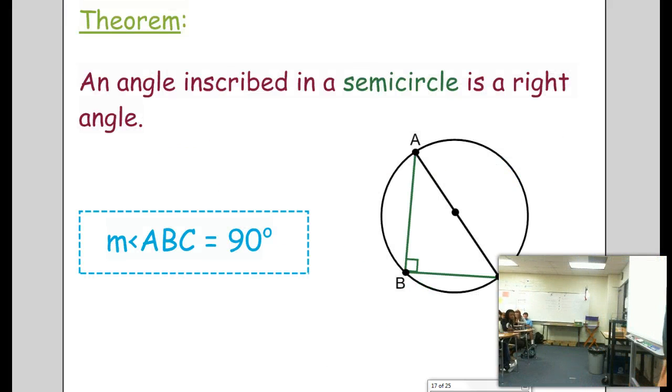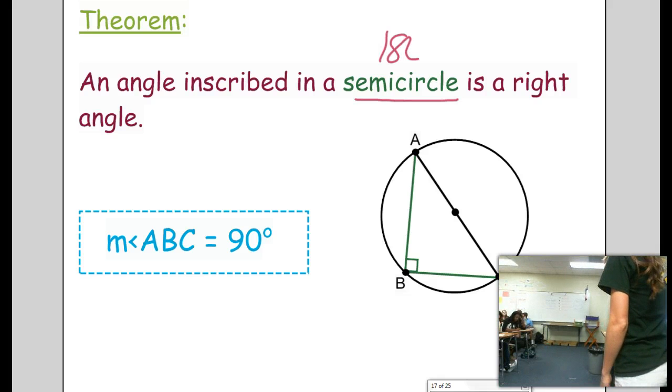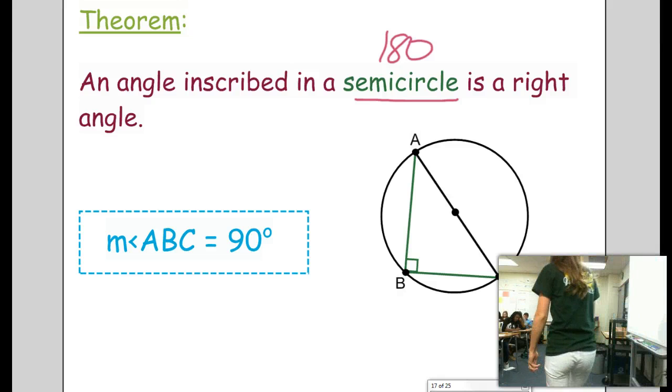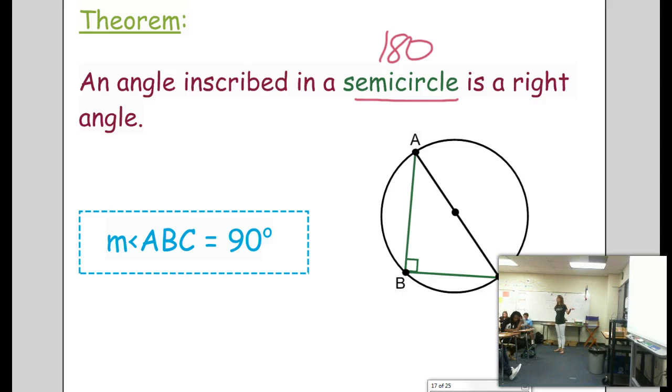Next little box. An angle inscribed in a semicircle, remember semicircle means 180, is a right angle. This one, we actually don't even need this theorem because we can treat this like an inscribed angle. How do you find an inscribed angle? You half the arc. Well, if the arc's 180, what's 180 divided by 2? 90. Right angle, 90 degrees. So you don't technically need this theorem, but if you do know the theorem, it'll make some of the problems a little bit quicker. You won't have to do 180 divided by 2 every time.